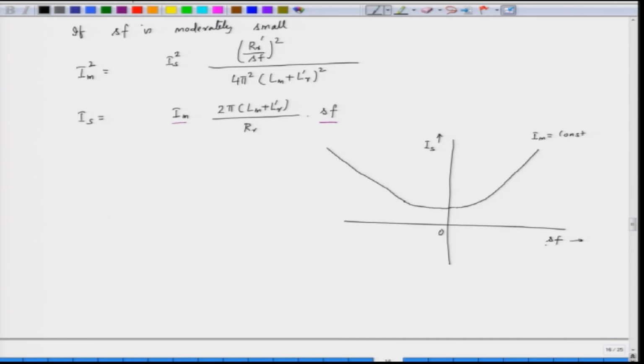So, it means if we want to change the slip frequency, we have to change the stator current accordingly. So, with this in mind, we can now think of a control of a CSI-fed induction motor, where we change the slip frequency and the stator current is changed in accordance with the slip frequency to maintain the magnetizing current constant, or in other words maintain the air gap flux constant.